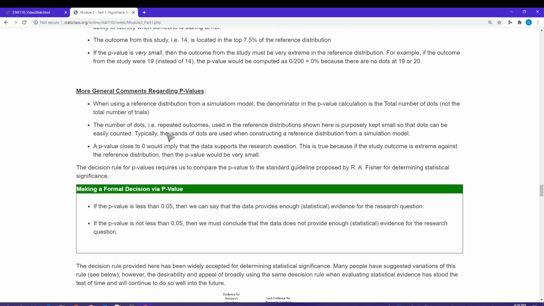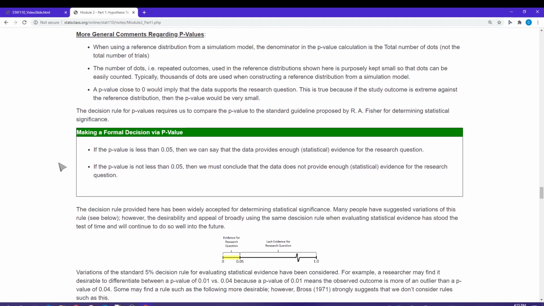Okay, some general comments about p-values. I will let you just read those if you want. I will skip over those.